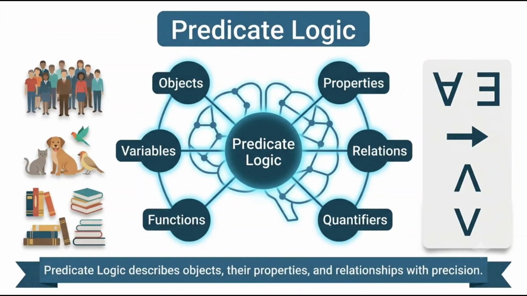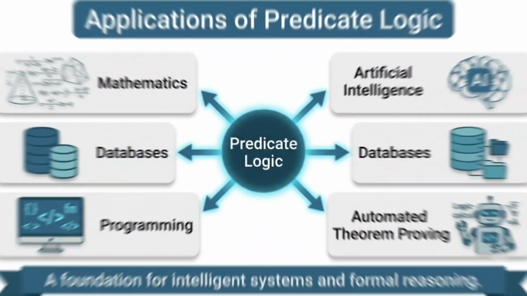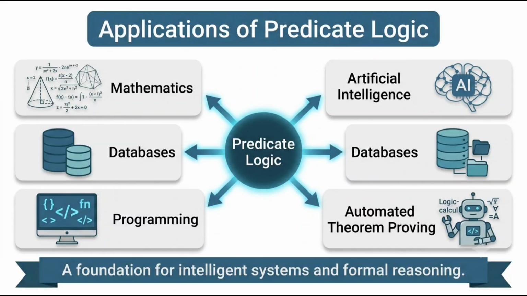Predicate logic extends propositional logic by describing objects, their properties, and relationships. It is much more powerful because it can express detailed information about the world. Predicate logic is widely used in mathematics, artificial intelligence, databases, programming languages, and automated theorem proving.